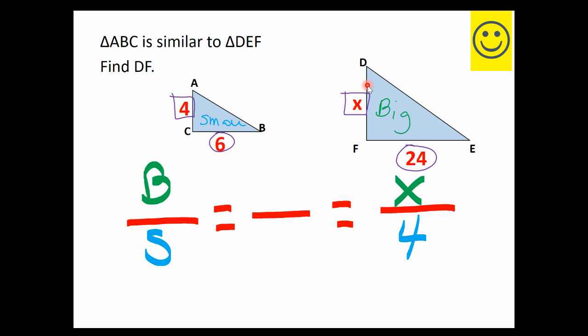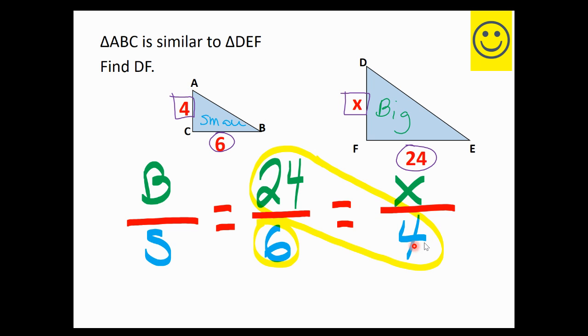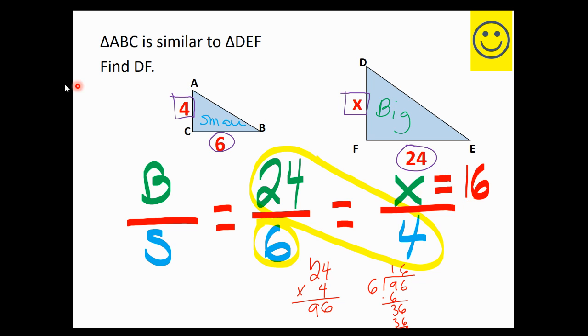The only other number we have on our big triangle is 24. So again, big triangle, 24. Make sure you're using those labels. It's super important. We know that 24 on big goes with the 6 on the small. So here's small and 6. Okay, and then we're just going to solve. Cross multiply and then divide. 24 times 4 is 96. Divided by 6 is 16. So we know that the side length of DF is 16.